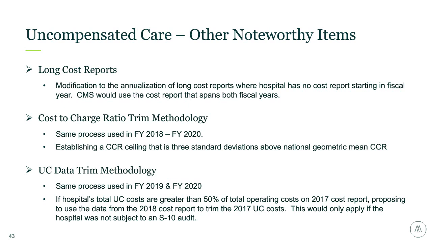In the interest of time, I won't go into much detail on these next two slides. Two of the main points, the cost to charge ratio trim methodology and the UC data trim methodology, are the same processes they've had the last couple years. They established it as a CCR ceiling, and on the UC data, they're comparing the UC costs. If they fall outside the norm, they'll be trimmed. Those usually only affect a handful of providers, usually less than 10 per year.